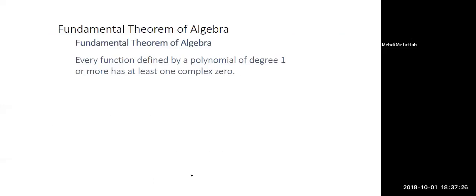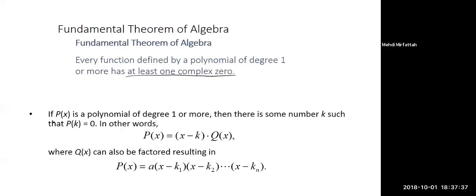Every function defined by a polynomial of degree 1 or more has at least one complex zero. So if p of x is a polynomial with degree of 1 or more, then there is some number k such that p of k is equal to 0. P of x would be equal to x minus k times the quotient. So let's take a look at the number of zero terms. The function defined by a polynomial of degree n has at most n distinct complex zeros.